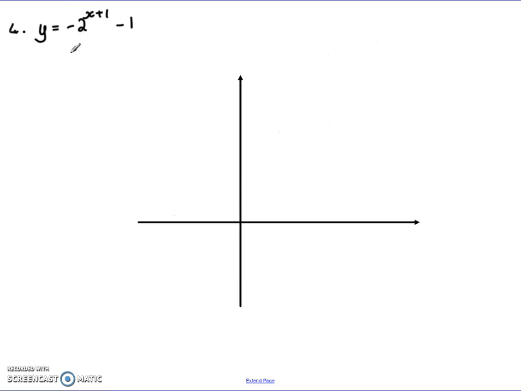Final one we need to look at is this one. Y equals -2 times 2 to the power of x plus 1, take away 1. So we need to look at each of the different transformations that this will go through one by one. So first one is the negative in front of the 2. Now that flips it in the x-axis. So our curve originally went off up that direction. In this case, it's flipped in the x-axis, so it goes down the way.